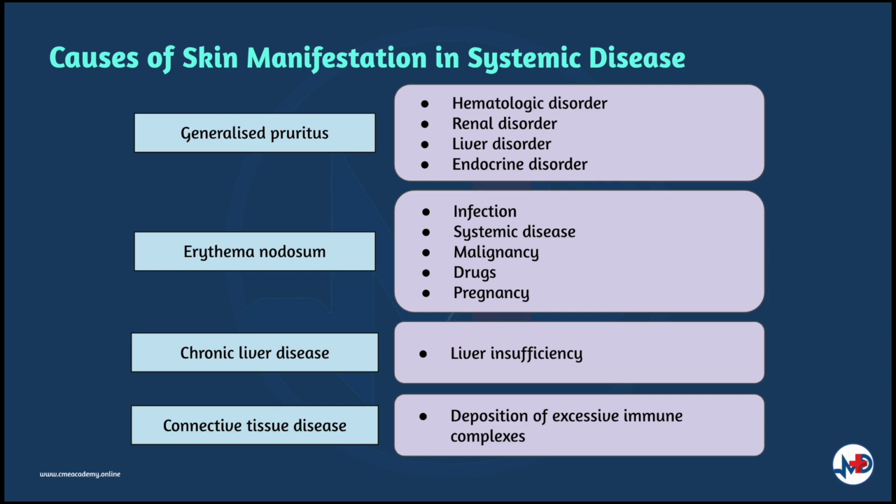For chronic liver disease, on the other hand, liver insufficiency remains the main cause of skin manifestations, while connective tissue disease causes deposition of excessive immune complexes, which eventually leads to the inflammatory response that manifests as skin manifestations.